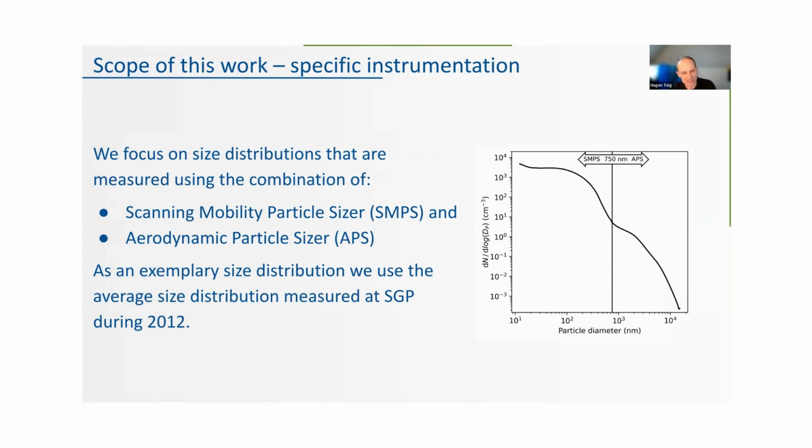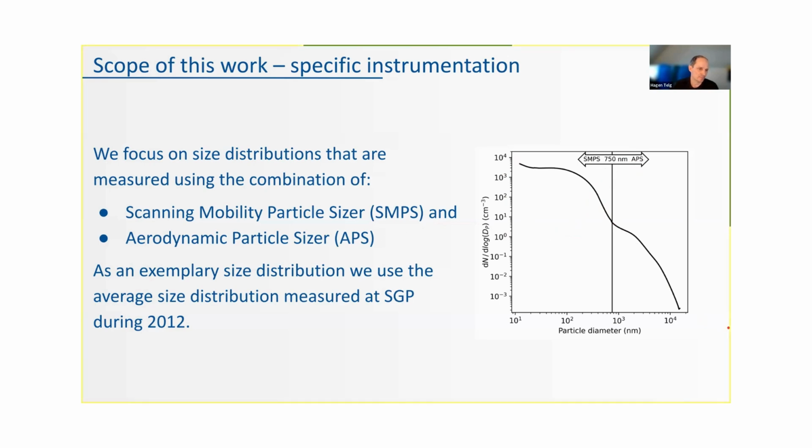If you want to measure size distribution, there's basically not a single instrument that can measure the entire size distribution, or let's call it, for this purpose, the size distribution relevant for optical properties. So you have to combine different observations, and a very common combination, which is also present at SGP, is the scanning mobility particle sizer and the aerodynamic particle sizer. The SMPS measures in this particular case at SGP up to 750 nanometers, and the APS is measuring above that.